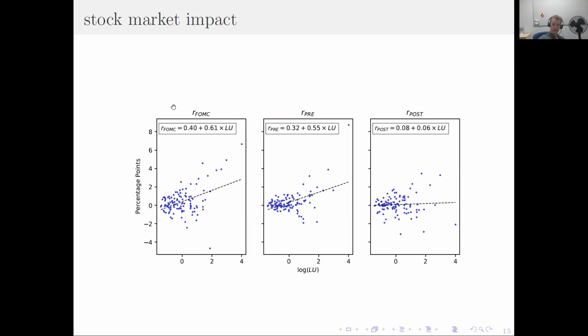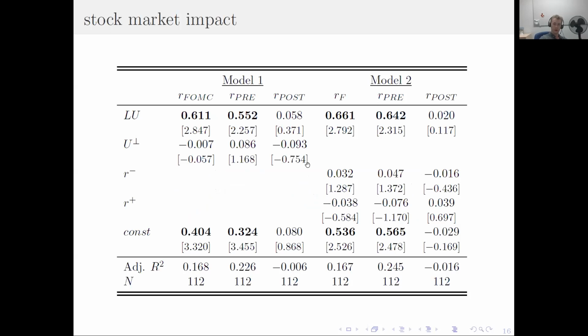If we do this, this is the picture that emerges. On the left here, we find a very clear positive connection between our total announcement returns, so our total FOMC returns, the pre-drift plus the announcement return, and our left tail uncertainty measure. I forgot to mention this measure is standardized. On average, we have a return of around 40 basis points per meeting in our sample. And for a 1 standard deviation increase in our log left tail uncertainty measure, this return would increase by 61 basis points. If we now split this by whether it is driven by the pre-announcement drift or the post-announcement response, we find that it's virtually only the pre-announcement drift that drives this. So there seems to be a clear connection between the left tail uncertainty here and the pre-announcement drift.